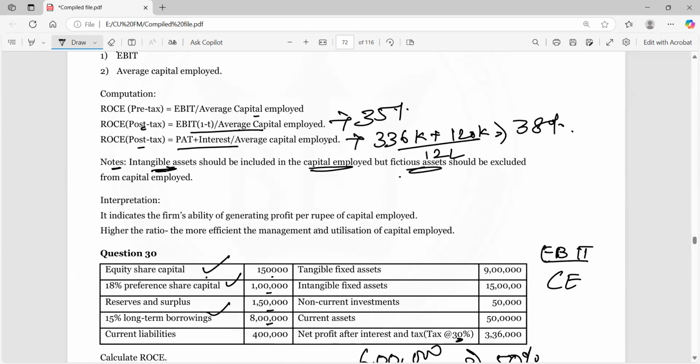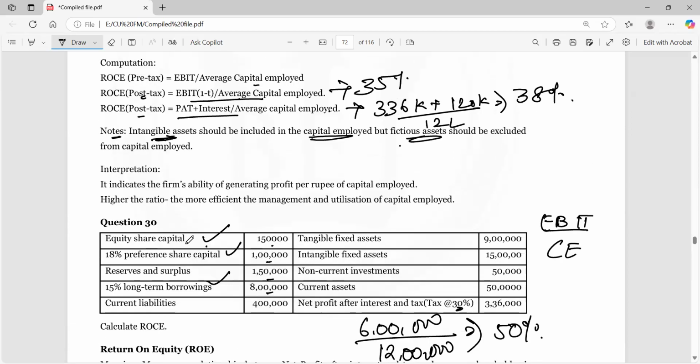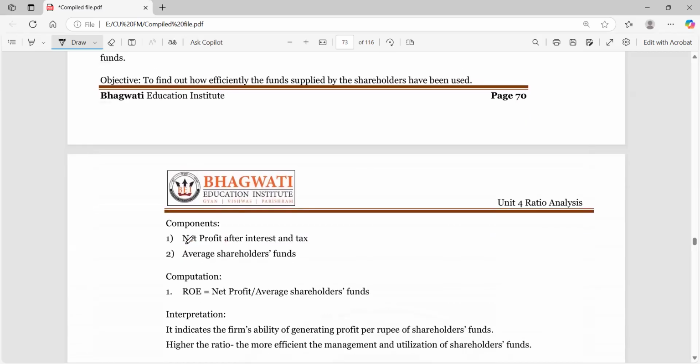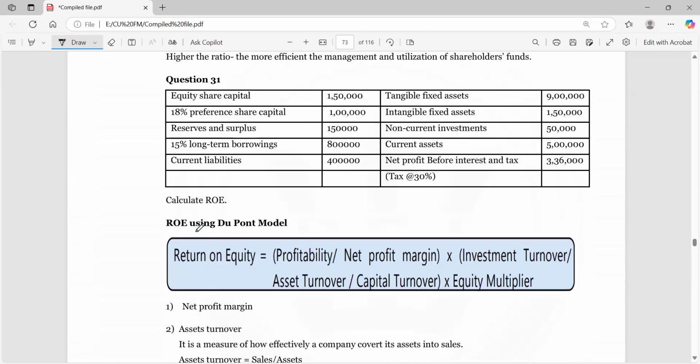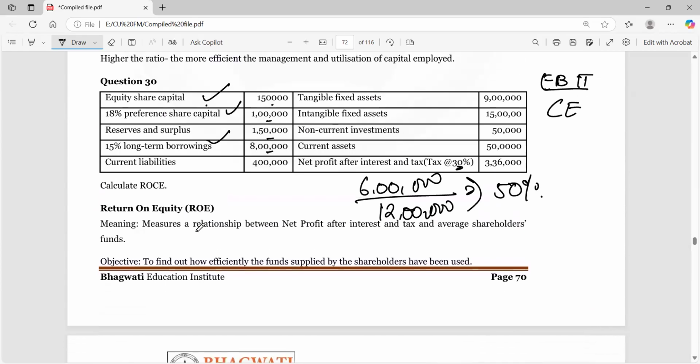38%. Clear? Any doubt in this? Everyone done till this point, right? Now listen, here we have to spend some time because we have some analysis under return on equity. Everyone done? Listen.